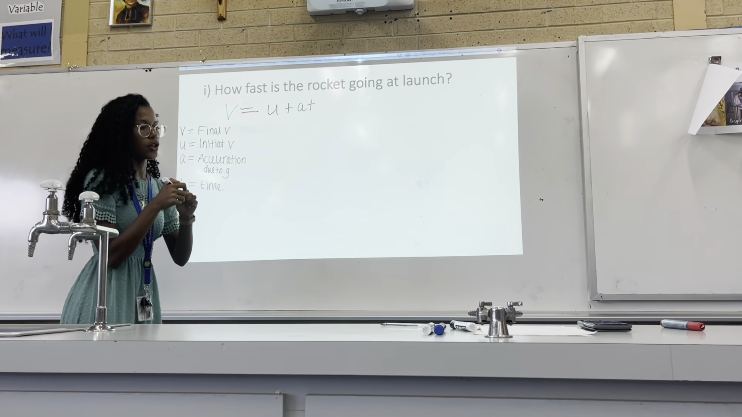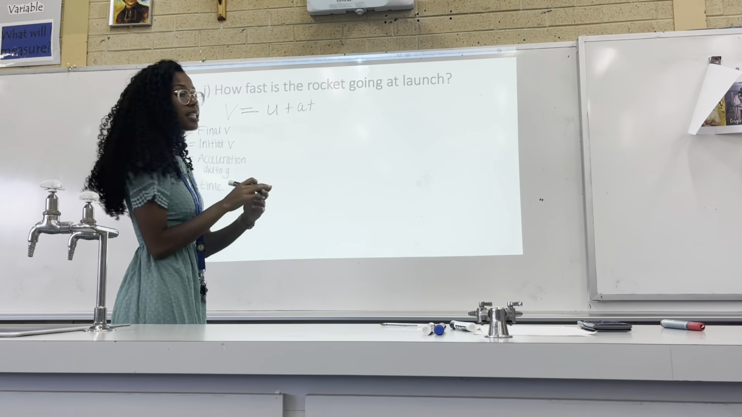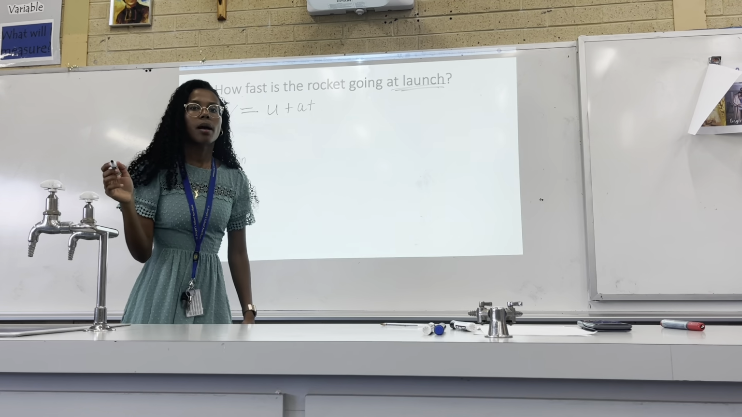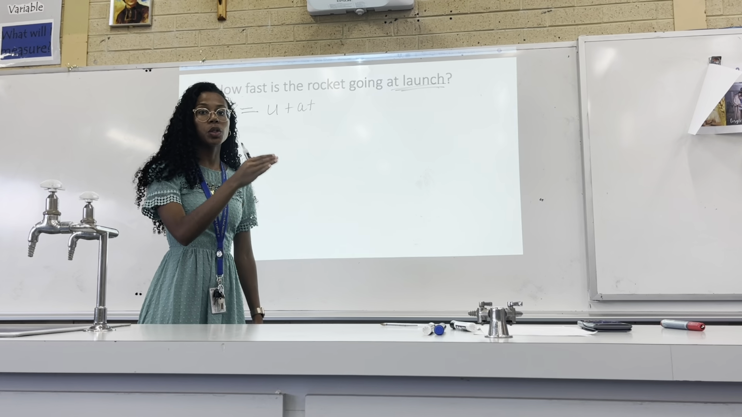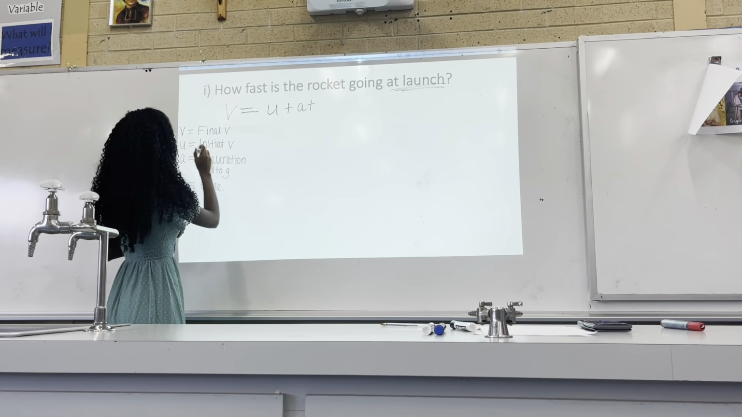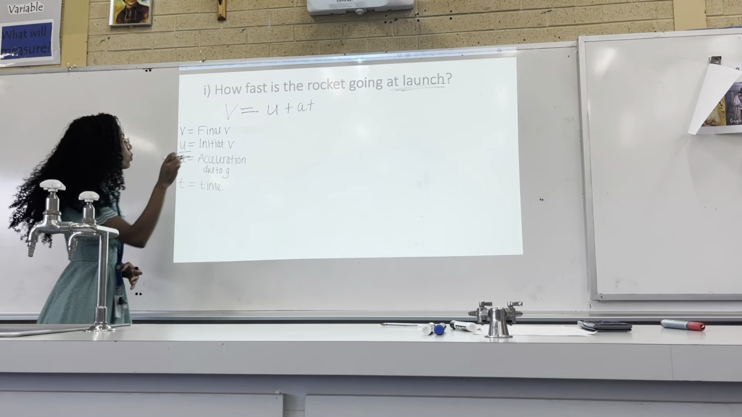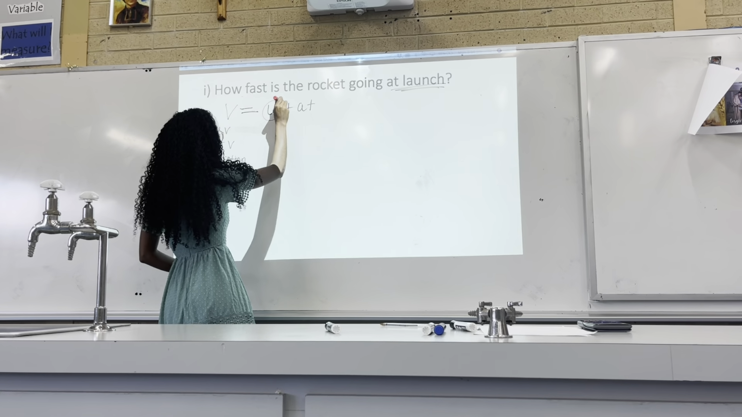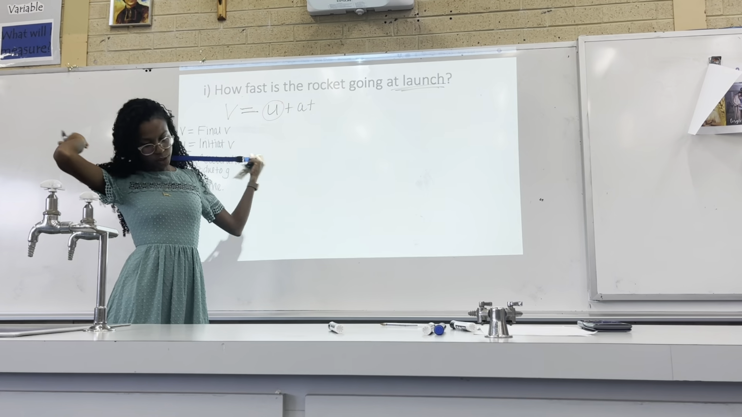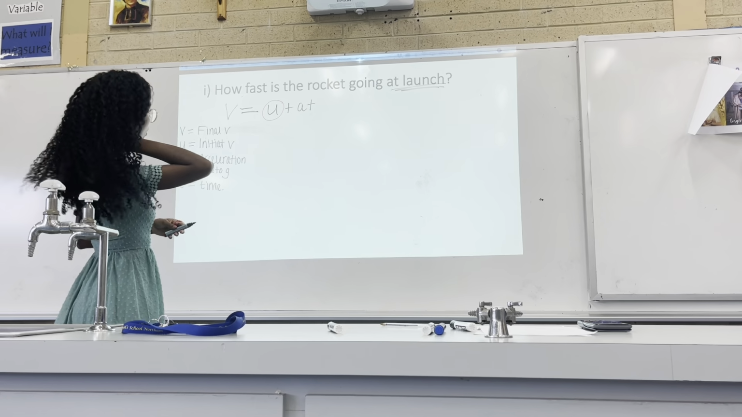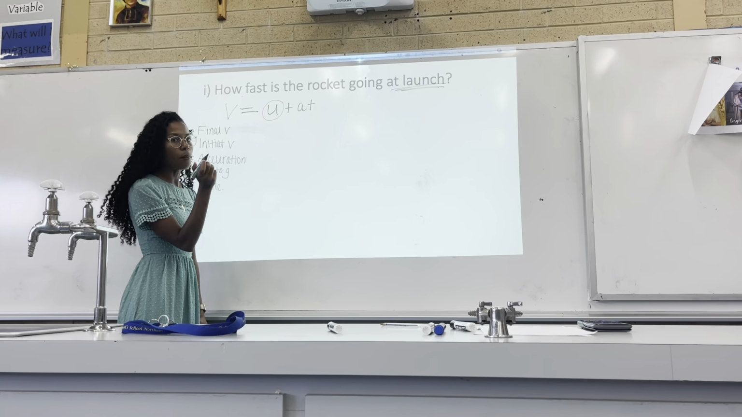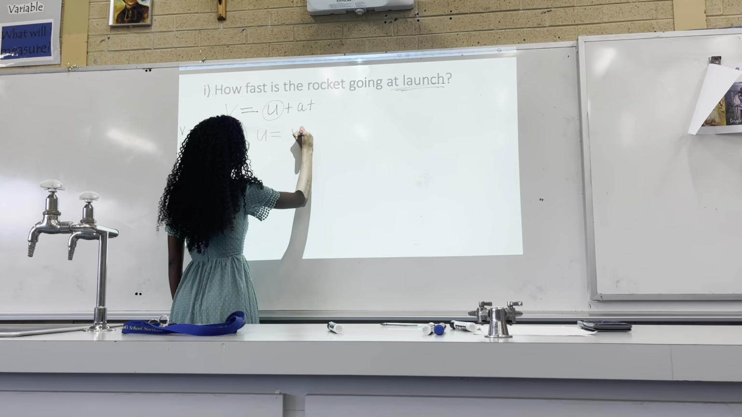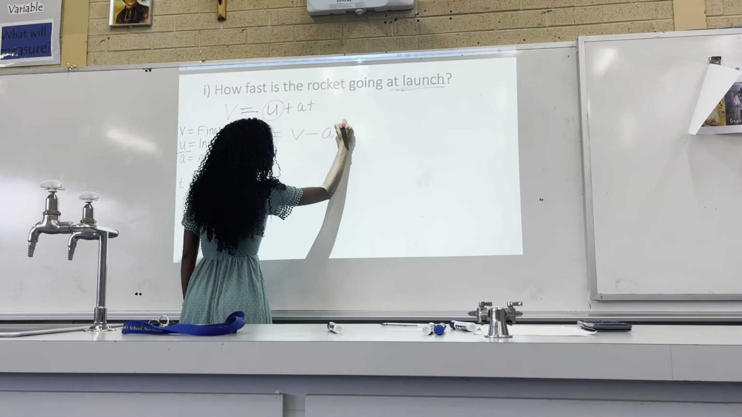All right? And so the question asks us, how fast is the rocket going at launch? So we're looking for velocity, but we're looking for initial velocity, all right? And we've said here that initial velocity is U. So we are looking for U. In this sense, we have to rearrange the equation for U. And once that equation is rearranged, it's U is equal to V take AT.